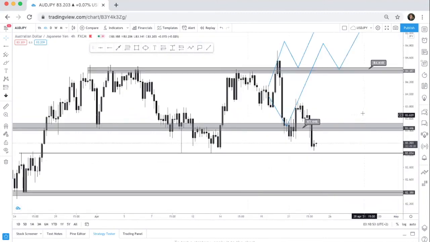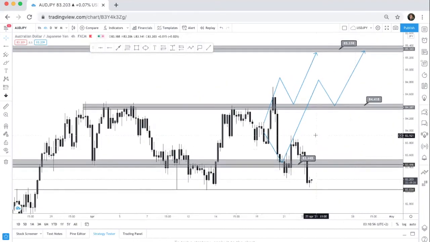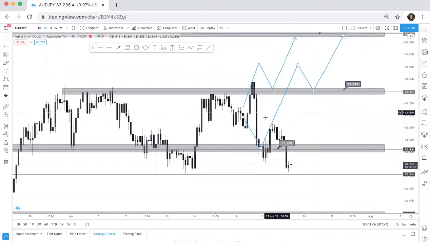AUD JPY. This I did not enter. We were waiting for the break, retest, continuing up or back down to this level before going up, but nothing happened as yet. As you can see, price did move above there and then immediately broke back in, continuing down.